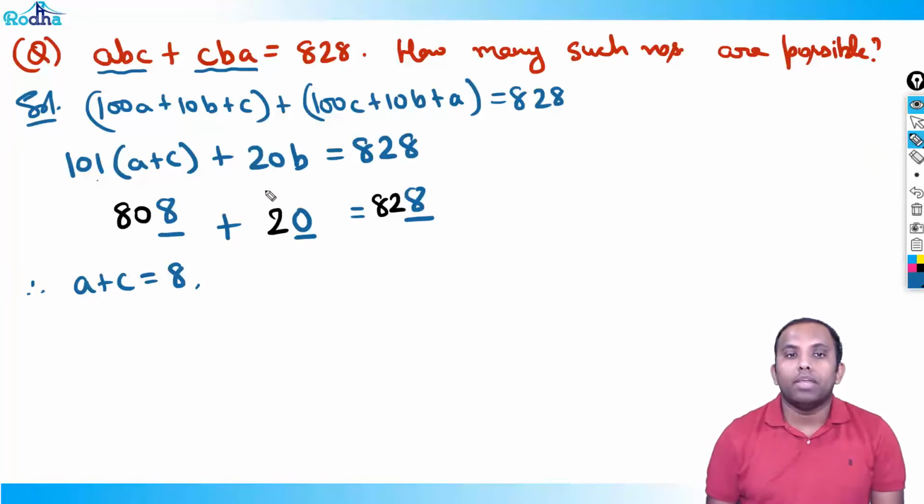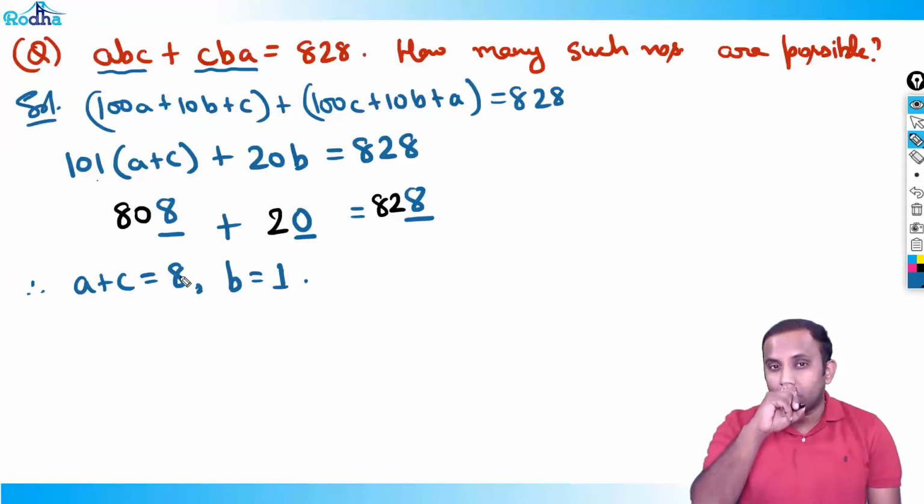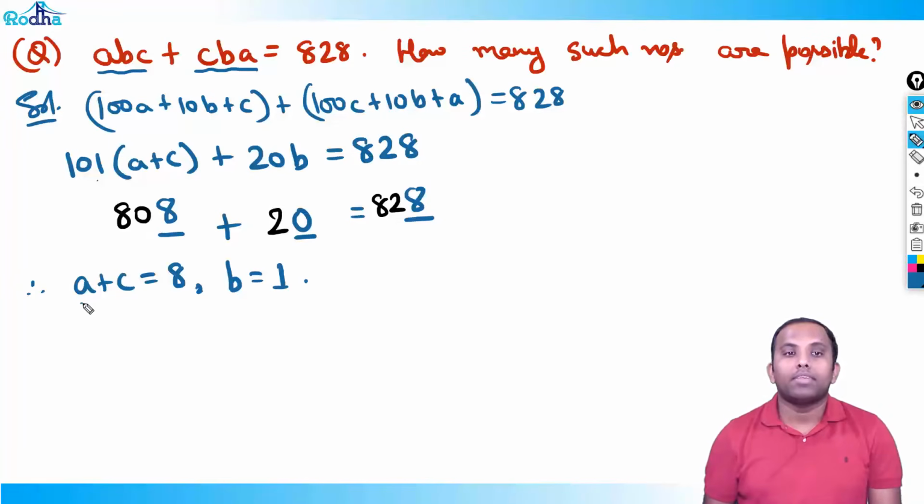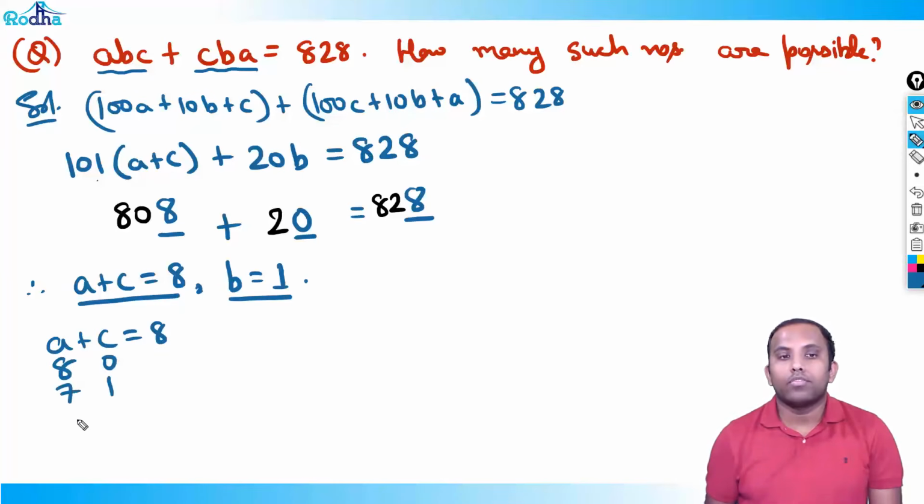So 20B equal to 20, now B is equal to 1. So A plus C is 8 and B is equal to 1. How many values are possible? A plus C is 8. So how many values are possible? Start from 8, 0; 7, 1; 6, 2; till 1, 7. So 8 values are possible.